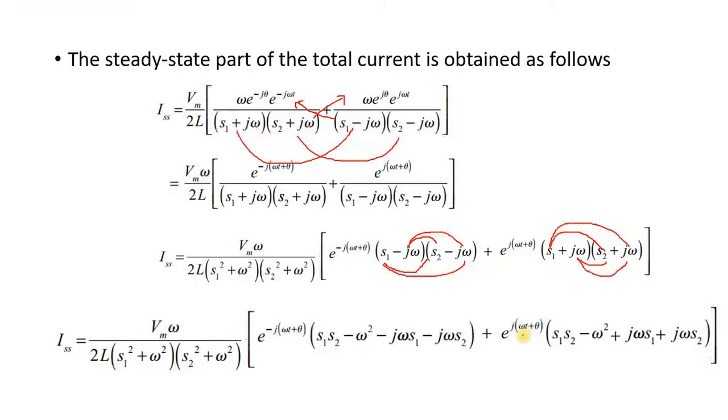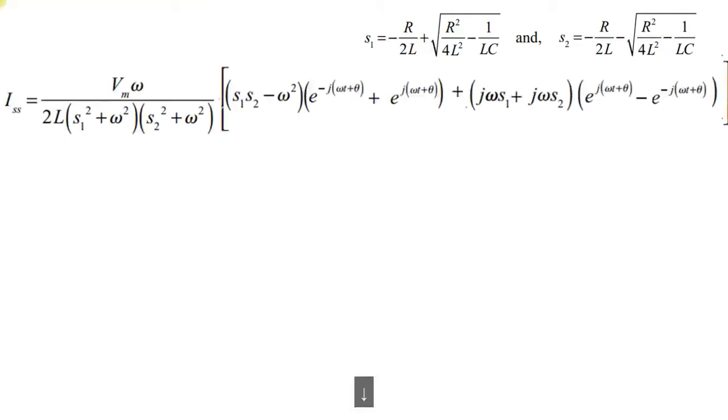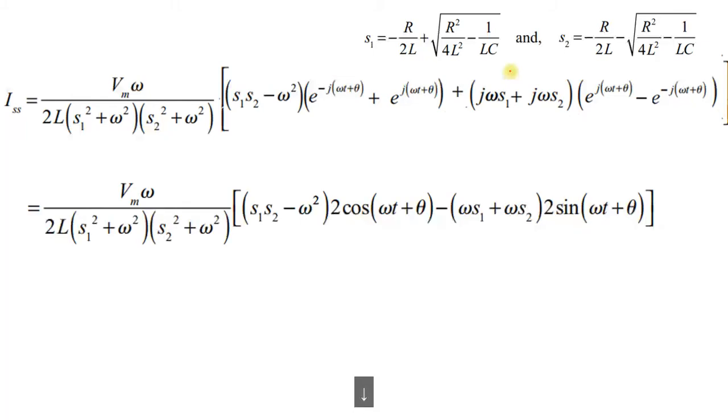Here we know the value of s1 and s2 from the quadratic equation. Substitute the value of s1 and s2. Okay, so this is the simplified expression. So now you multiply this s1 and s2, the resultant value of which is equal to 1 by LC.